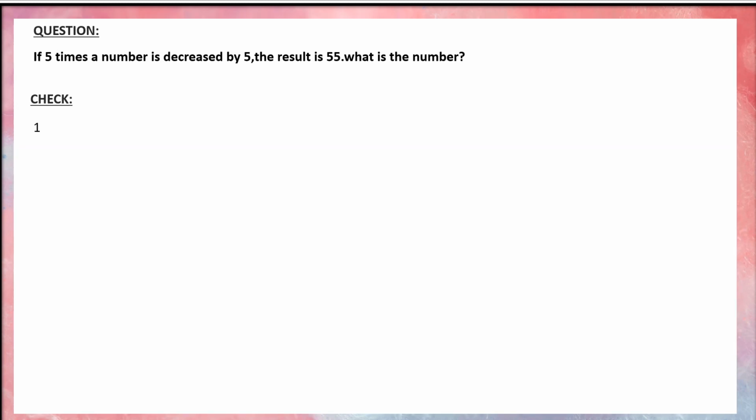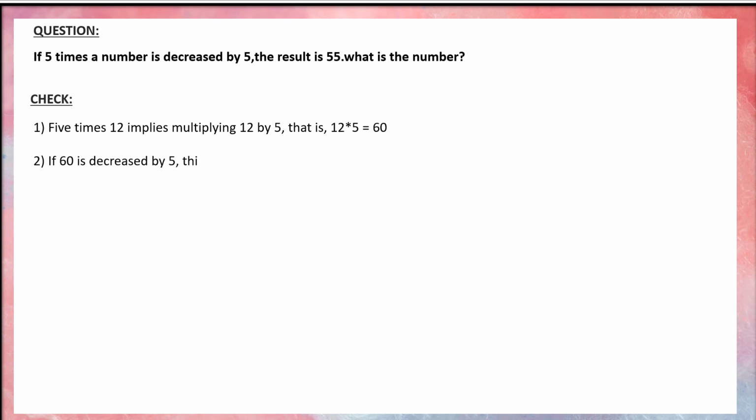We'll just quickly check to see if it satisfies the initial question above. So 5 times 12 gives us 60, because the number we're looking at is 12, and then if 60 is decreased by 5, we have 55. So 12 is correct, and it satisfies the question above, where the result is 55.